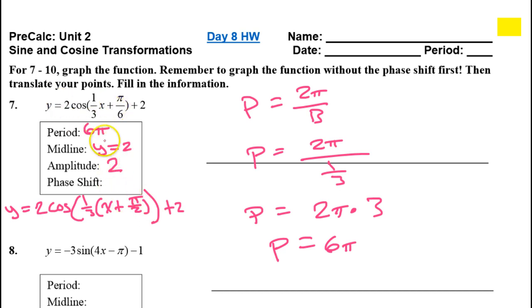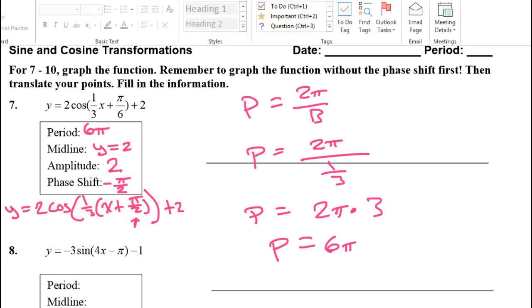Now the phase shift is the main reason why we factored the 1/3 outside of parentheses. Alright, the phase shift is going to come from this h value right here. See the pi over 2? So the phase shift will be negative pi over 2. It's just going to be the opposite of whatever this is. So now we are ready to graph.